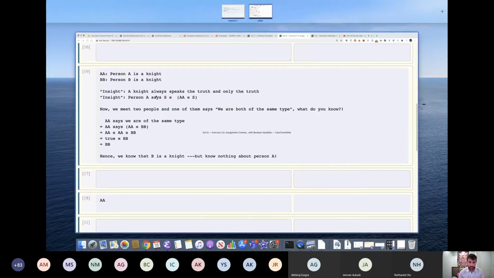Again, the main insight is this: person A says S precisely when that person's a knight is equivalent to the statement S being true. This is the main insight to solving almost all of these problems, and it comes from the fact that knights always speak the truth and only the truth. So this is the main insight.